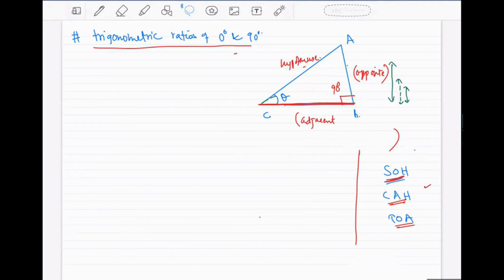All right. So consider one moment. What we are doing here is we are considering this angle to be theta. So this is the opposite, this is the adjacent, this is the hypotenuse. Hypotenuse is fixed, opposite and adjacent will change according to where you keep the angle theta. If I take the angle theta here, opposite will be okay.